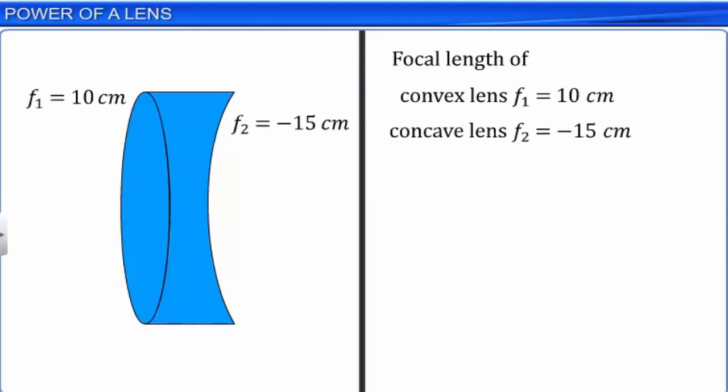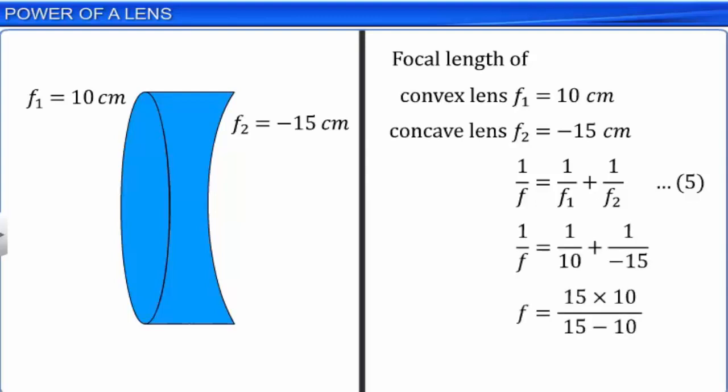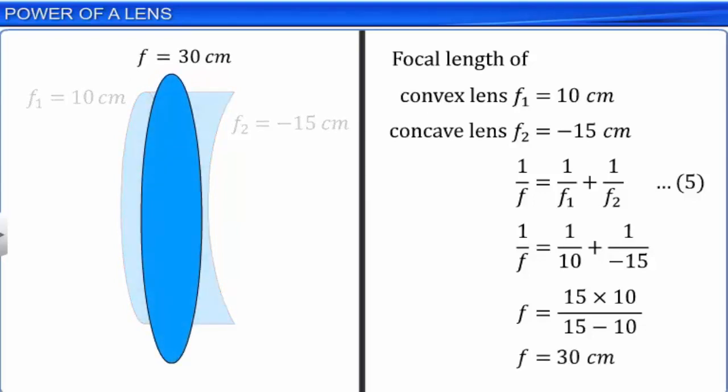If f is the focal length of the combination, then 1 by f is equal to 1 by f1 plus 1 by f2. Substituting the values of f1 and f2 and after simplification, we get f is equal to 30 cm. Since the effective focal length is positive, the combination of the given lenses act as a convex lens of focal length 30 cm.